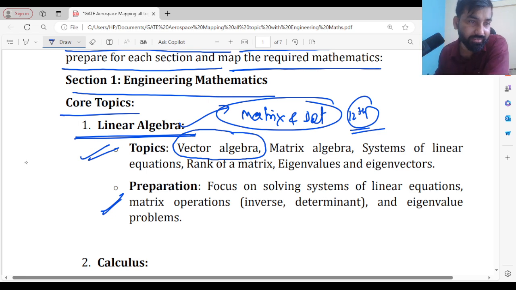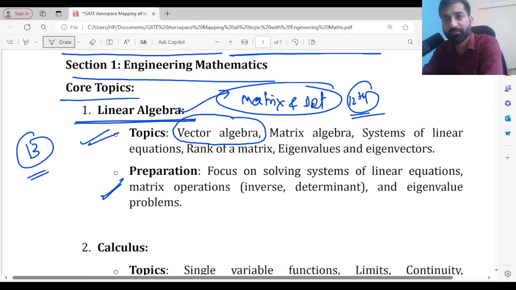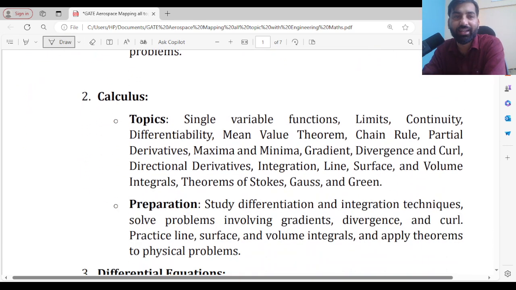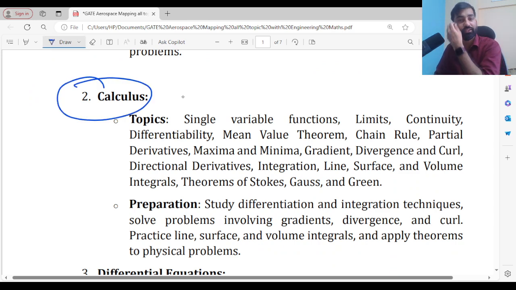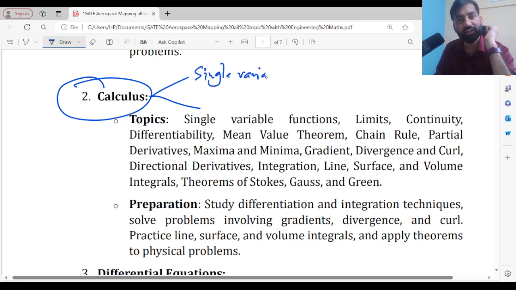And this section is for 13 marks. That also I am telling you, right? 12 to 13 marks you will find, and this is one of the important parts. So calculus has got two parts. One is nothing but single variable calculus, and one is multi-variable calculus.